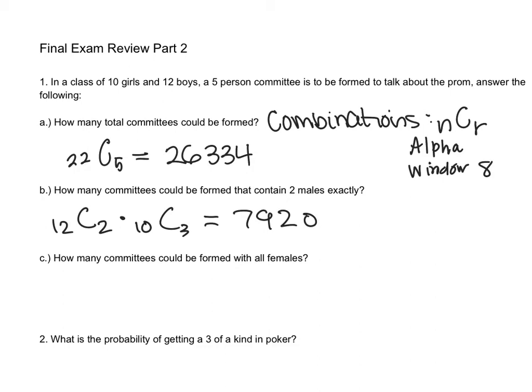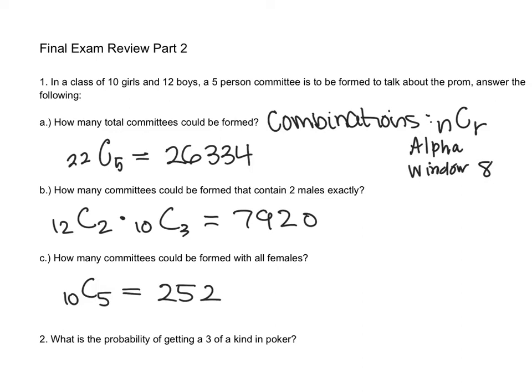Lastly, how many committees could be formed with all female? So that means of the 10 girls, we're going to choose exactly 5 of them to get our committee, which gives us 252.